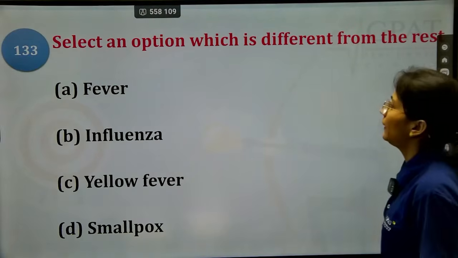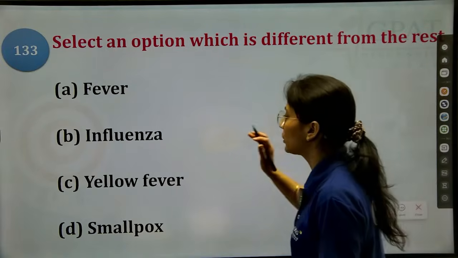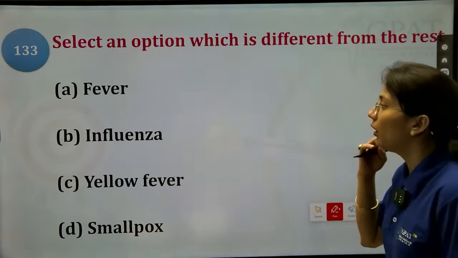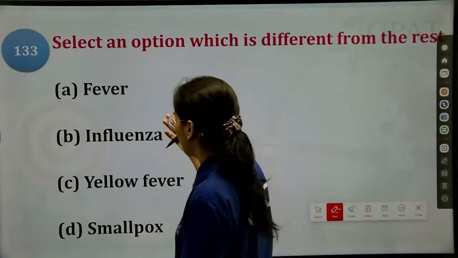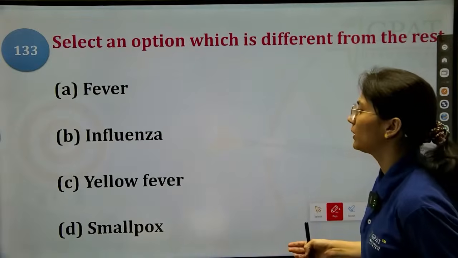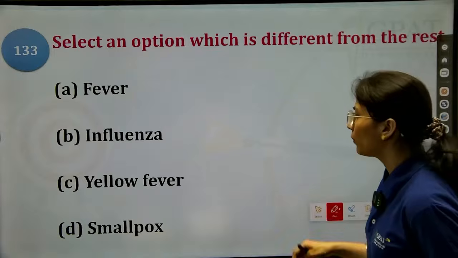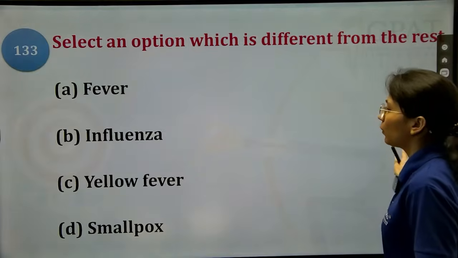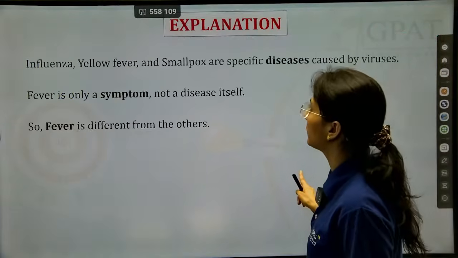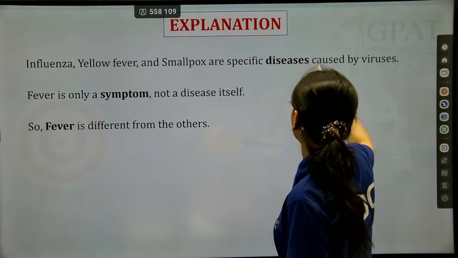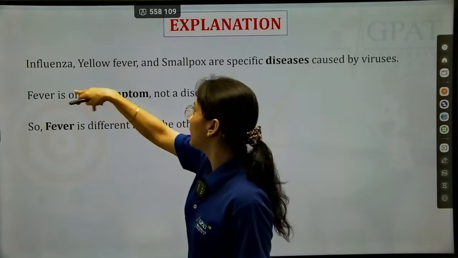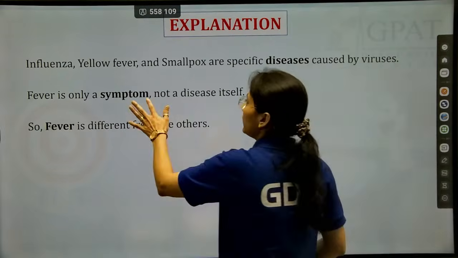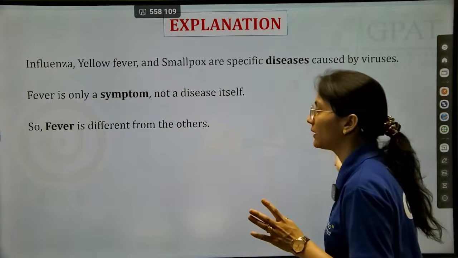Next, select an option which is different from the rest: fever, influenza, yellow fever, smallpox. If you see, fever is different from the other 3, influenza, yellow fever and smallpox. All 3 are diseases caused by virus, and fever is only a symptom, not a disease itself. So fever is different from the others.